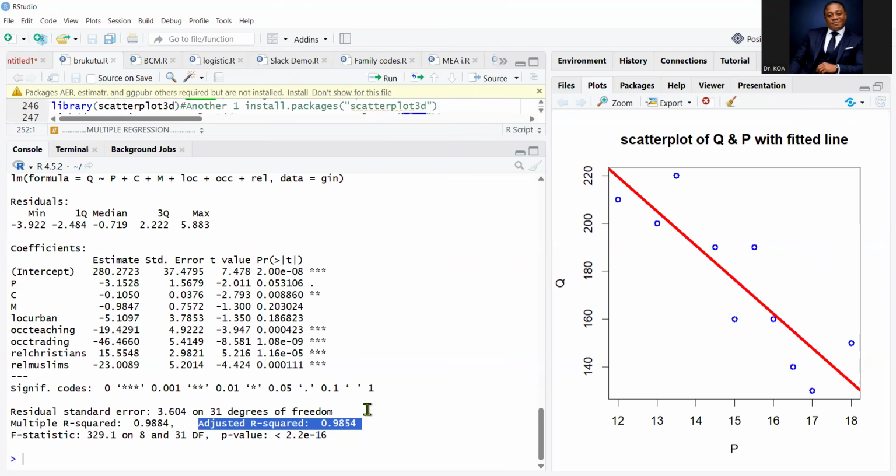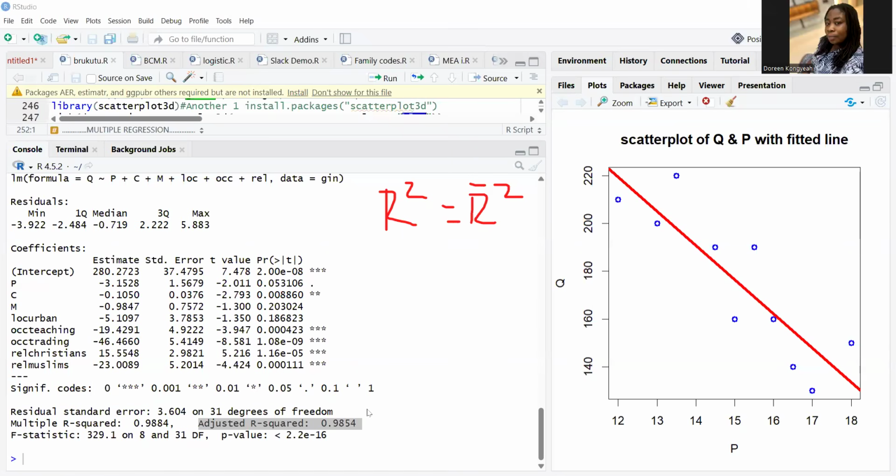So I want you to understand clearly that, let me ask you, if the R square, let me write it here. If the R square is equal to the adjusted R square, what would that mean, given the definition we have given for the adjusted? If the R square equals adjusted, Doreen.